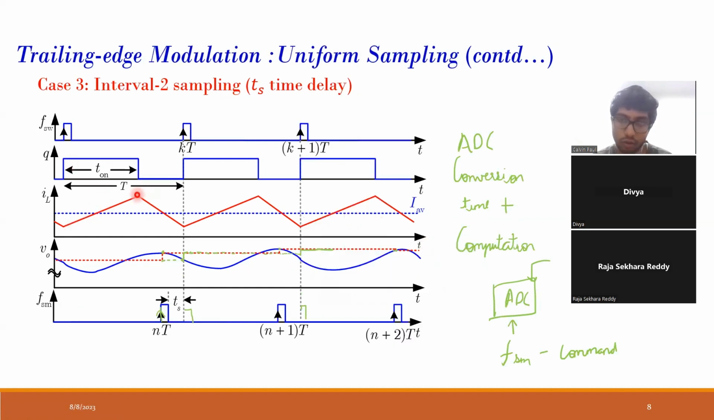When the main switch is on, the inductor current is rising, and then we turn it off, and the inductor current is falling. So we take the sample of the voltage when the inductor current is falling, then it is known as interval two sampling. If we take the sample over here, it is known as interval one sampling. For trailing edge modulation, they use interval two sampling, and in leading edge modulation, they use interval one sampling.